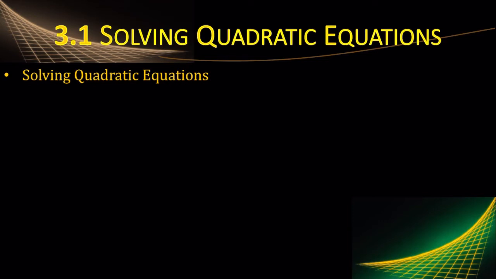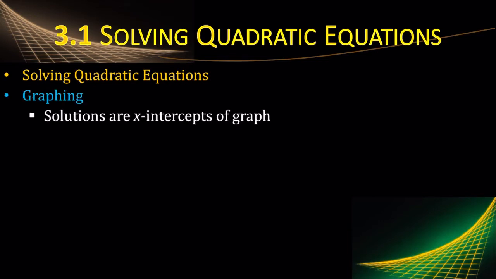To solve a quadratic equation, you can do several different ways. One way is to solve by graphing. So you could graph the quadratic function, and the solutions are the x-intercepts of the graph. So say you graphed it, and it looks something like that. That x value and that x value will be the solutions.